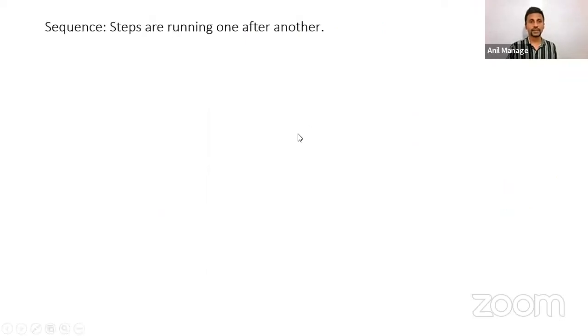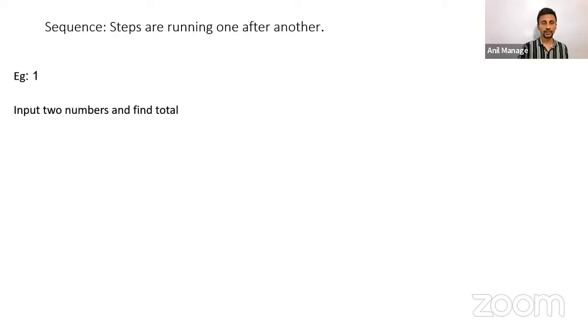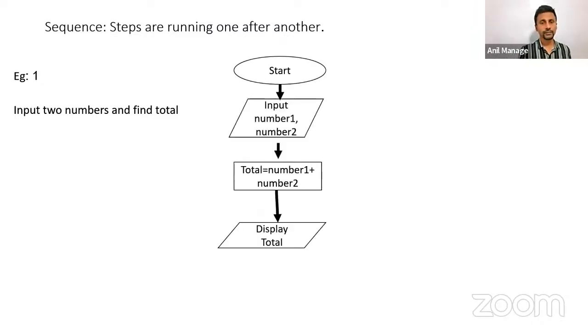Okay, now my question is, now sequence means steps are running one after another. So my example is input 2 numbers and find total. Now I told you, your steps are going one after another. That is called sequence. We'll see how to draw this kind of a thing. Now you can input number 1, number 2, total equal number 1 plus number 2. Then you display the total and stop. Your steps are going one after another, one after another. So that is called sequence.